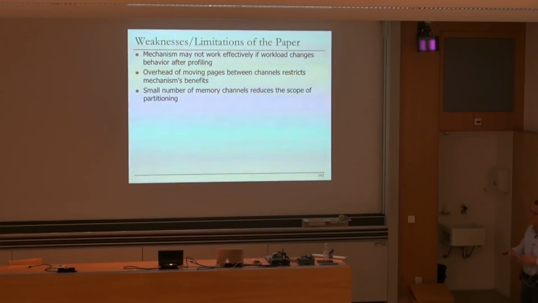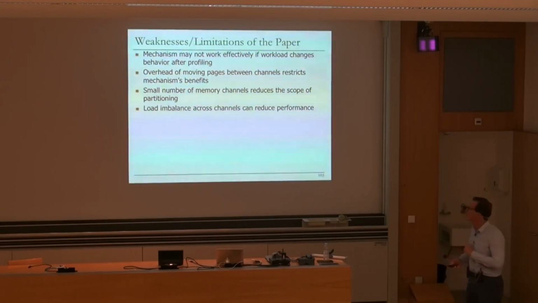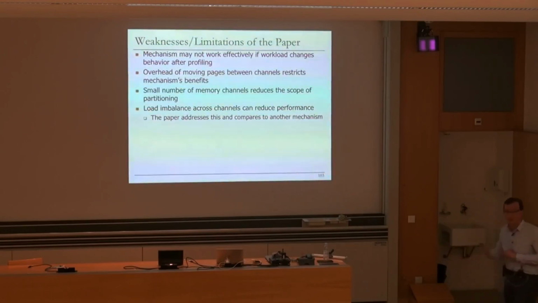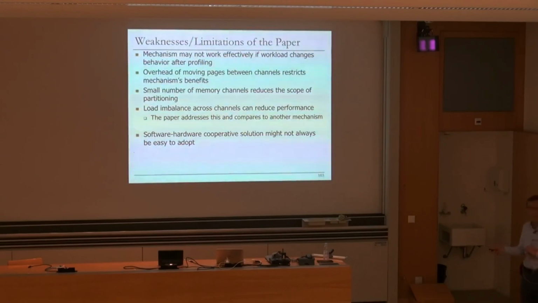A small number of memory channels reduces the scope of partitioning. Clearly, if you have 1,000 applications and only 2 channels, good luck with that partitioning. You don't have enough freedom. It's not easy to separate applications. So this works well if you have a reasonable number of channels. You could have load imbalance across the channels. The idea can cause load imbalance, right? Because you're partitioning. Yeah, that's a problem. Actually, the paper evaluates that a little bit and compares to another mechanism. Okay, the software-hardware cooperative solution might not always be easy to adopt because now you're changing both the software and the hardware slightly. That's a weakness or limitation.